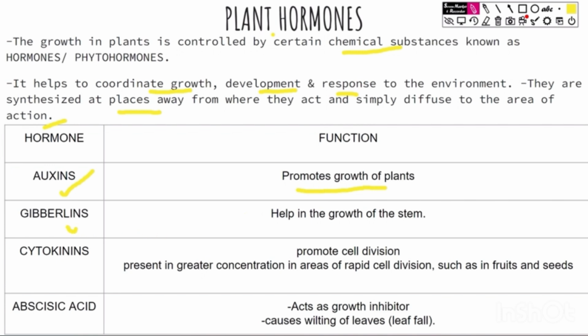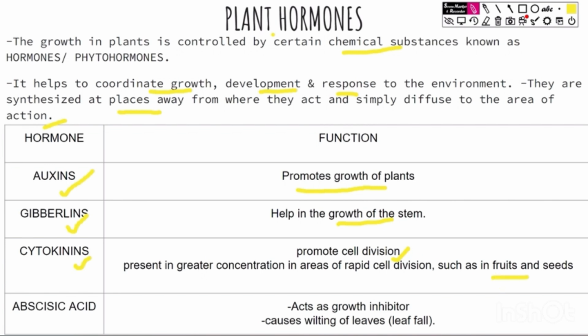Then we have gibberellins. Gibberellins help in the growth of the stem. So the thickening of the stem, the extending of the stem, all this is coordinated by the gibberellins. Then we have the cytokinins. Cytokinins promote cell division. So they are present in larger concentration or in abundance in those areas which have rapid cell division, which undergo a lot of cell division, like fruits.